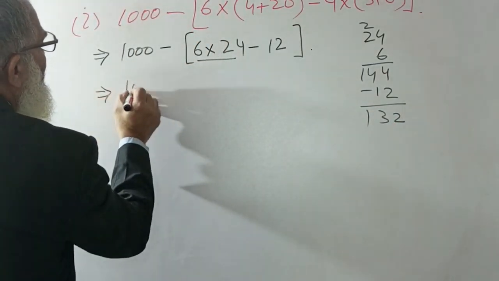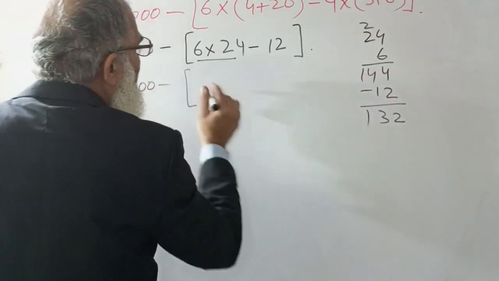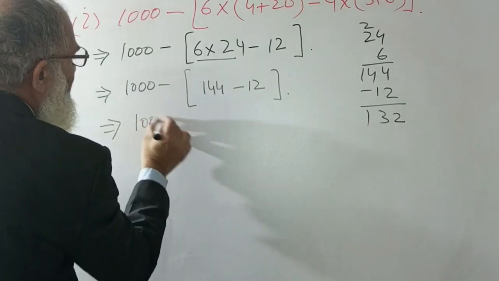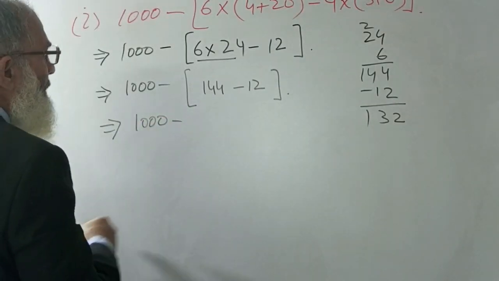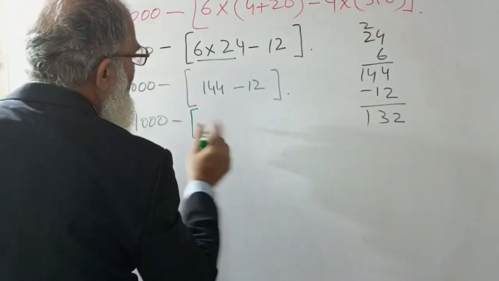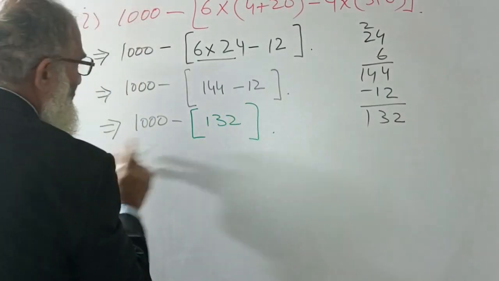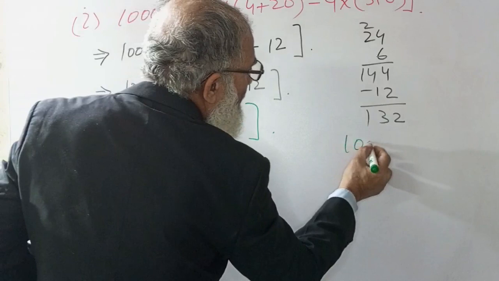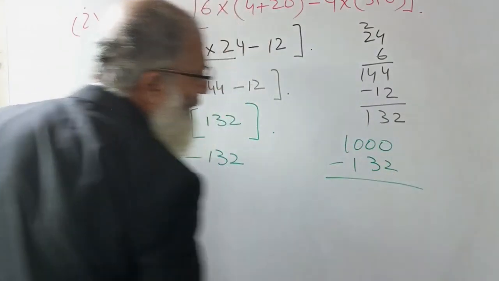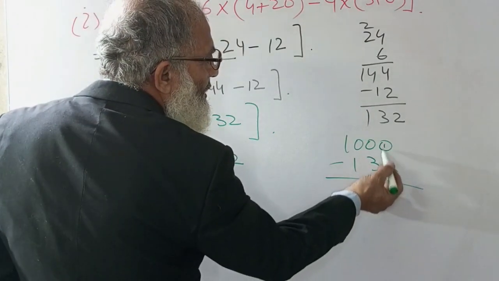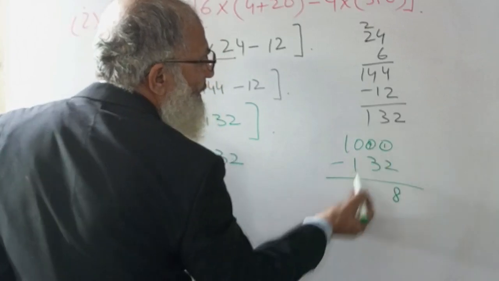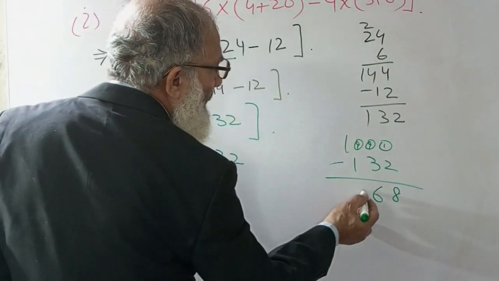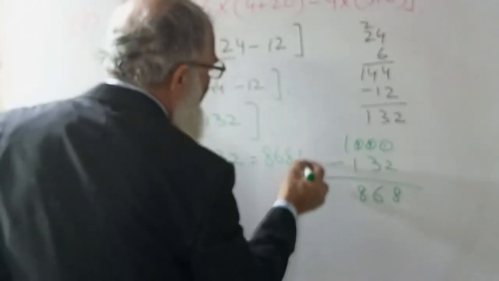So I do it in step form. I have to write 144 minus 12. So keep on writing 1000 minus 132, and now the last step, 1000 minus 132. So what comes over here? 10. Now this is 10. 10 minus 2 is 8. This is 9. 9 minus 3 is 6. This is again 9. 9 minus 1 is 8. Now it becomes 868, and this is your answer.